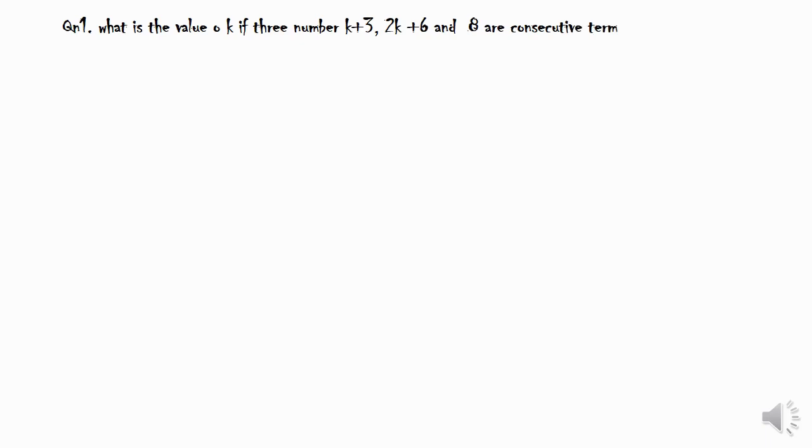Yes, let's proceed to question and discussion. Let's see our first question. What is the value of k if three numbers k plus 3, 2k plus 6 and 8 are consecutive terms of arithmetic progression? The given sequence is consecutive, that is, one term is followed by another term, so it is consecutive. Next one after one is next one, right?